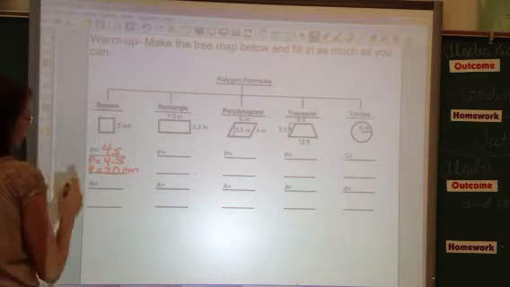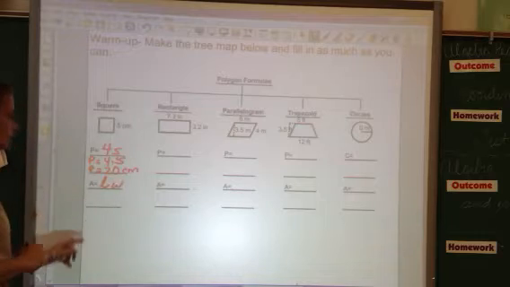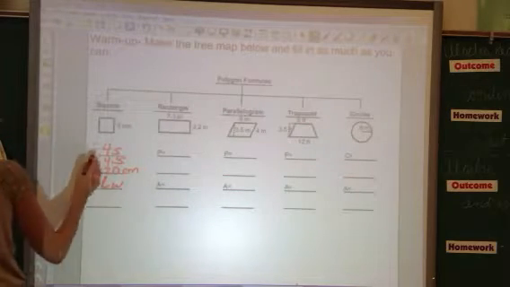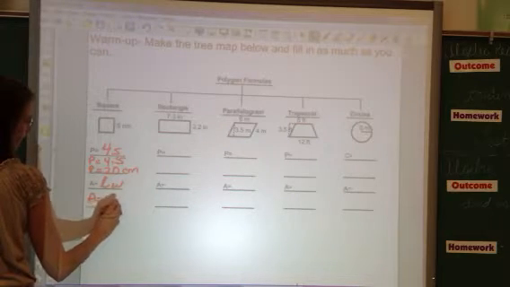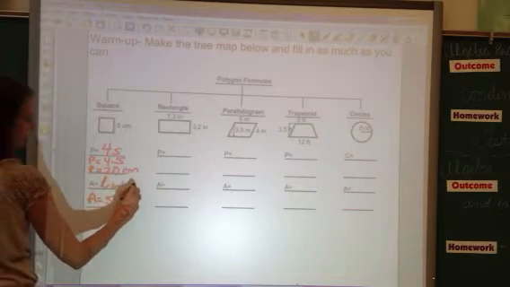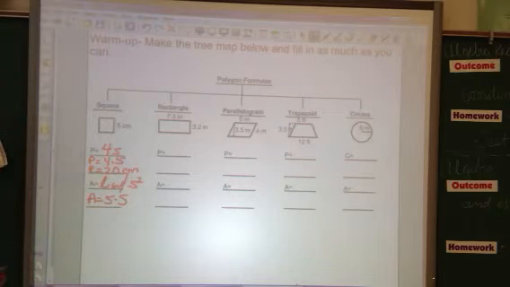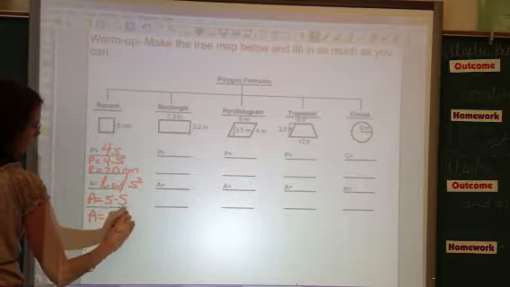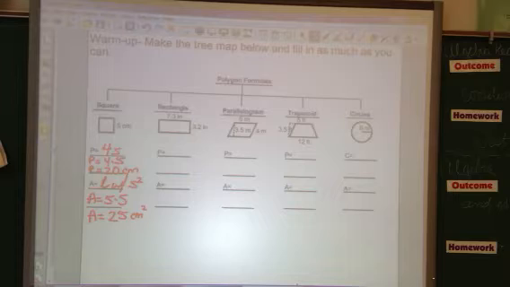For area, area is length times width. And I always do a cursive L because if I do a regular L, it looks like a 1. So for a square, we know the length and the width are the same. So that's 5 times 5. Or it could be side squared is how some people like to write it. S squared, to find area of a square. So for this one, 5 times 5 is 25 centimeters. And remember, this is squared. Area is always in squared measurements.